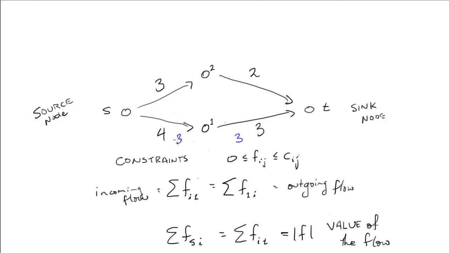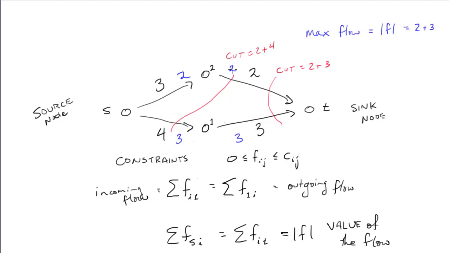Fixing the constraint at the nodes, so it has to be the minimum of the capacities at each node. Looking at the value of the flow, 2 plus 3. Looking at the cuts, add those capacities, adding those capacities, and so on. Minimum cut, same value.